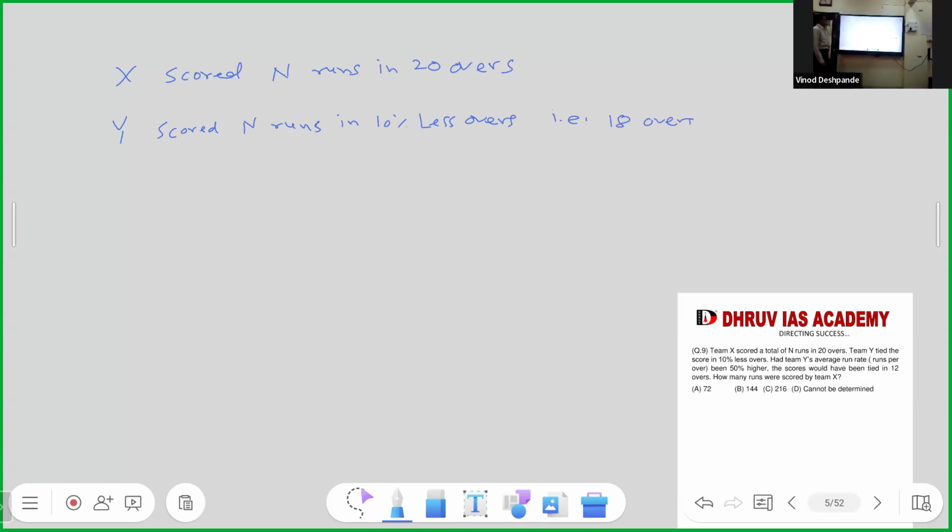Now, suppose M is the average run rate of Y. So let M be the average run rate here.